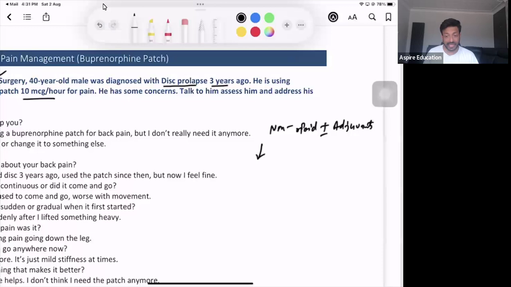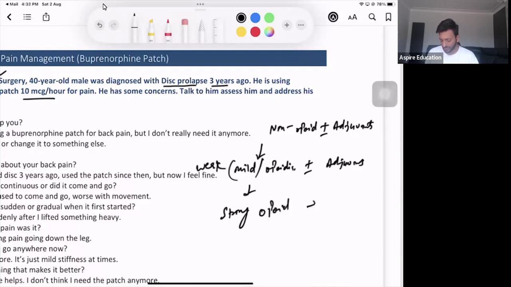And then if the patient is still having pain, we go for mild opioids. That's your codeine, plus or minus adjuvants. And then if the patient is still having pain, we go for a strong opioid, plus or minus adjuvants. Strong, we are talking about, say, morphine. So that's the basic thing we see in pain management.